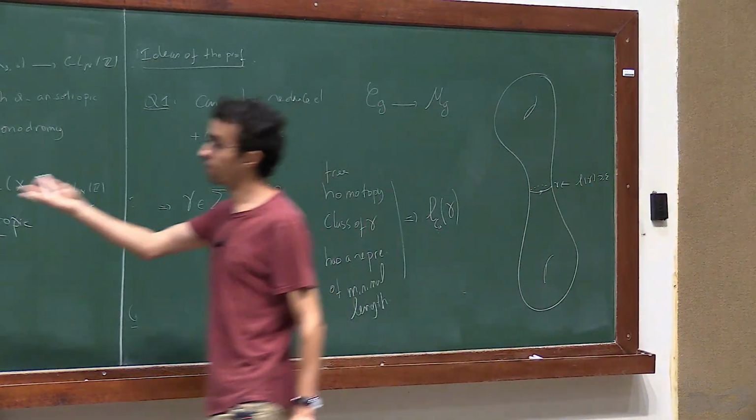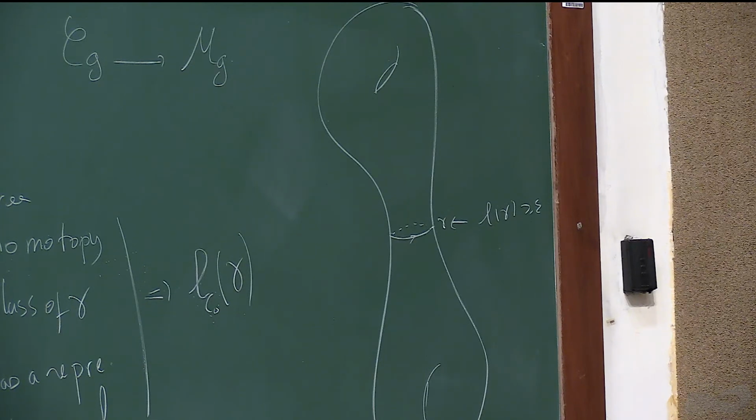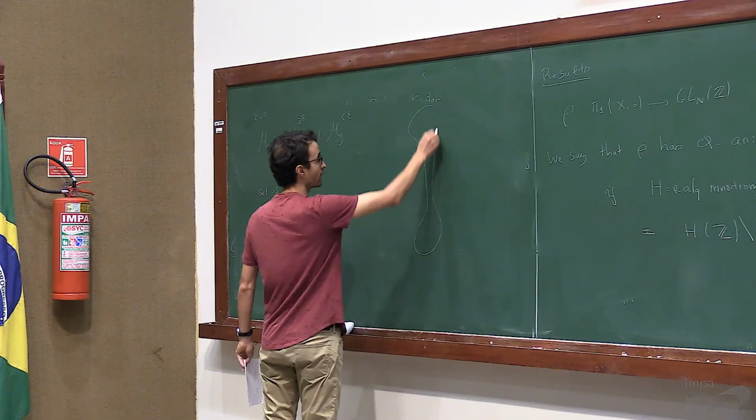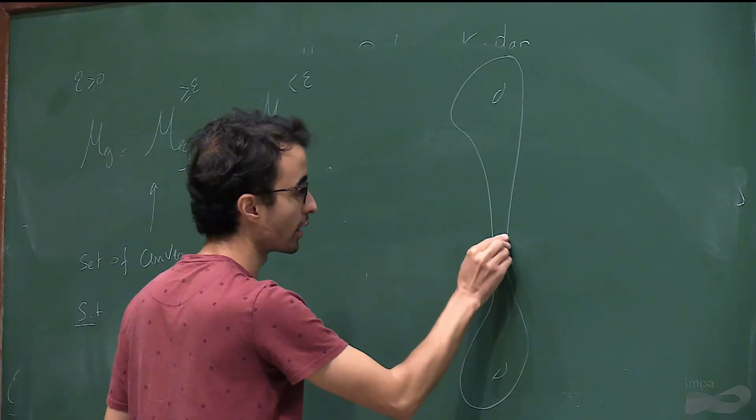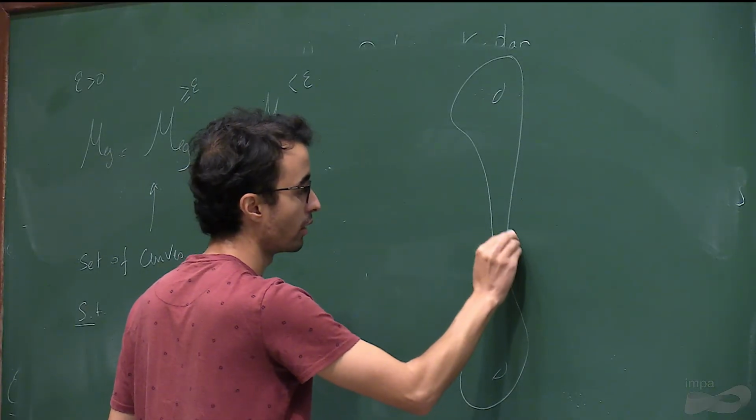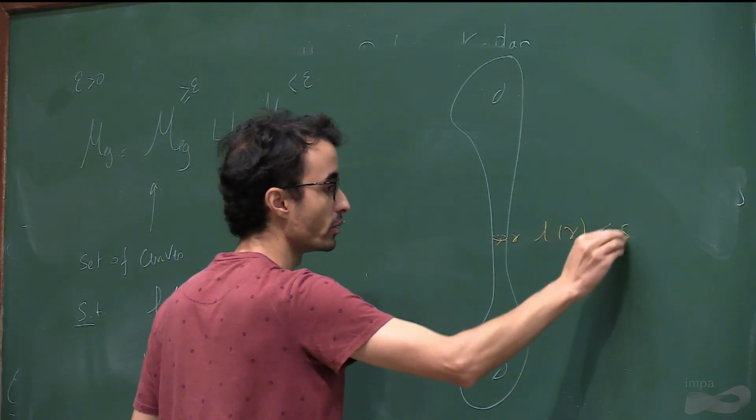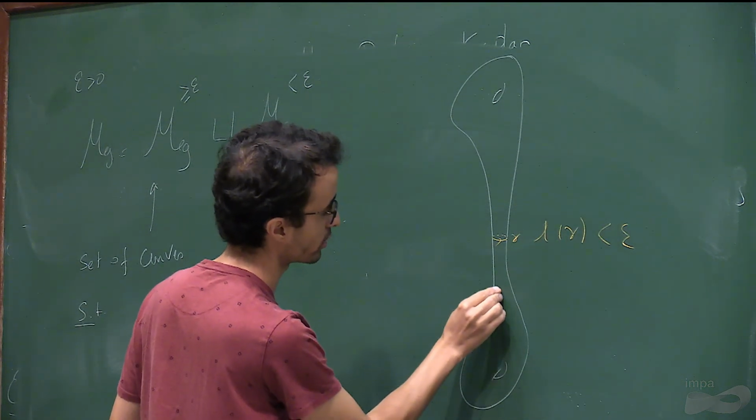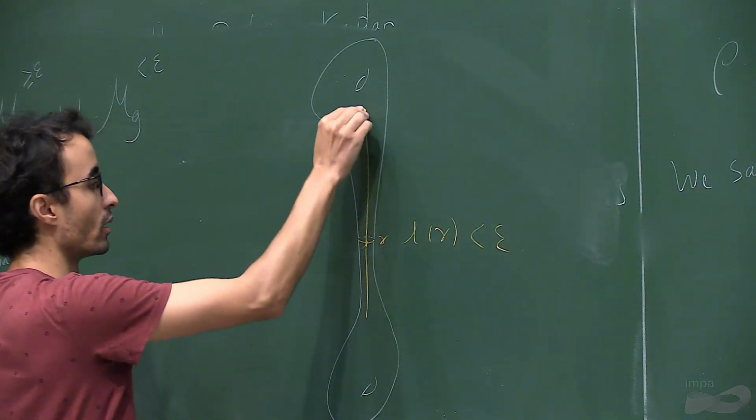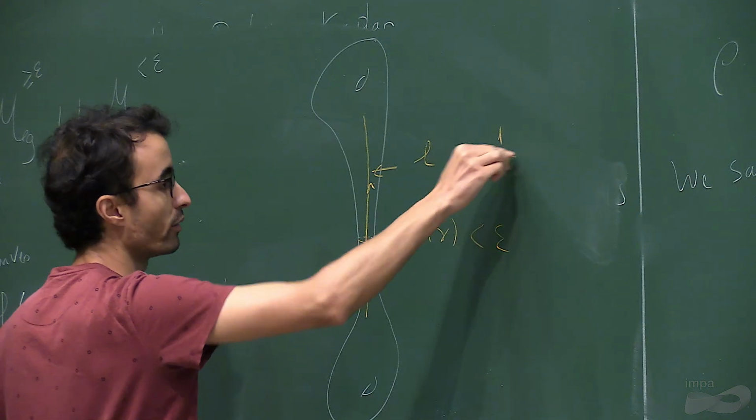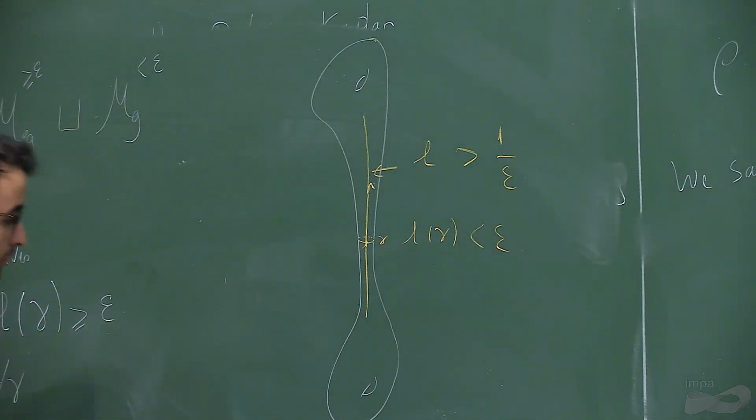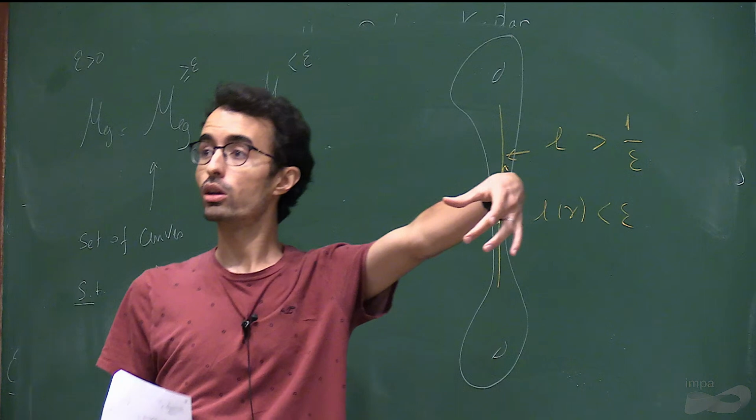And then the other set, m_g less than epsilon, is complementary. So this corresponds to Riemann surfaces where there is a long neck that appears, and the core curve here has length less than epsilon. There is also a curve, a geodesic, that goes through this collar, and now the length here is roughly 1 over epsilon. So these are the curves that approach the boundary of M_g.